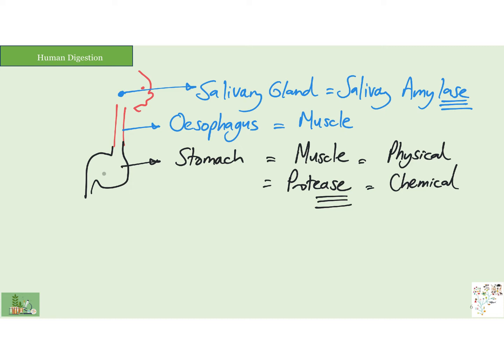Key thing, and this again is a question they like to ask you about in the exam, this protease is incredibly well adapted, because the pH in the stomach is between about 1 and 2. No other enzymes will work in the stomach apart from the stomach protease, because it's well adapted to work at that pH. Every other enzyme would be denatured. This one is not denatured.